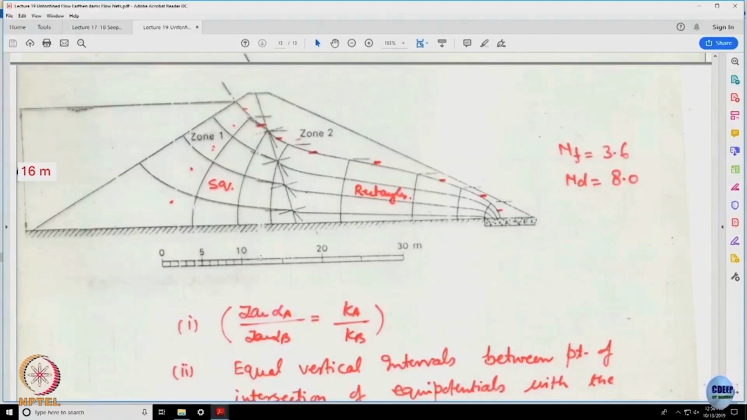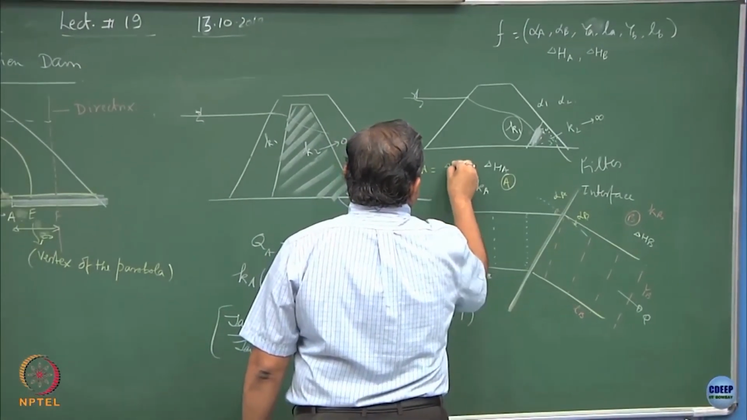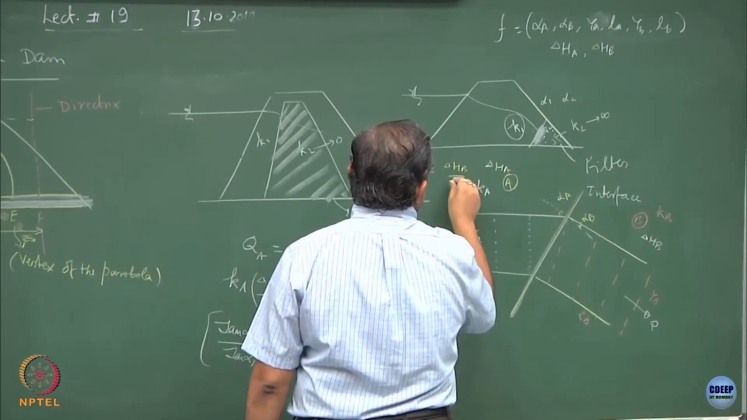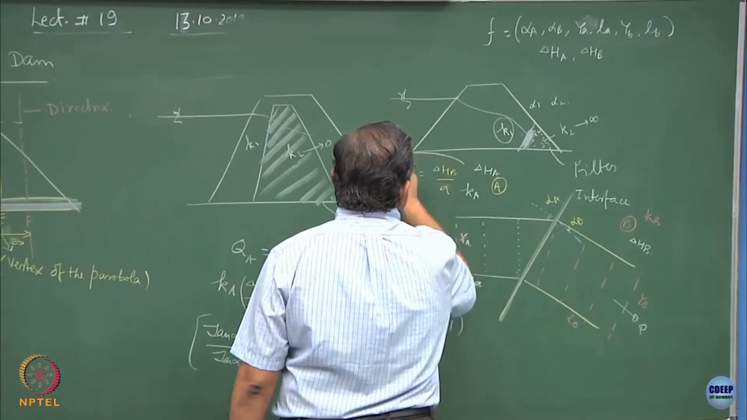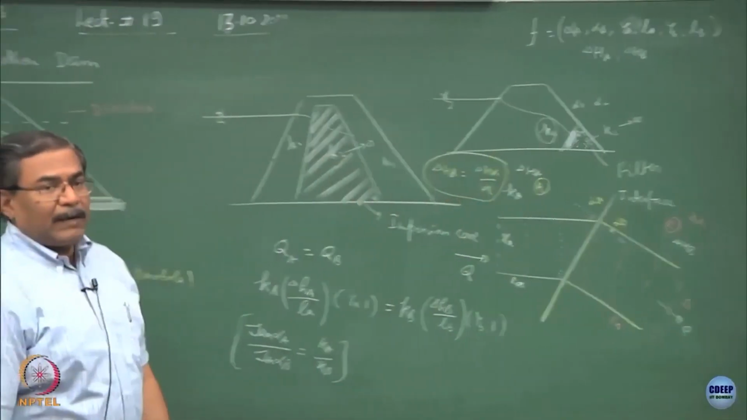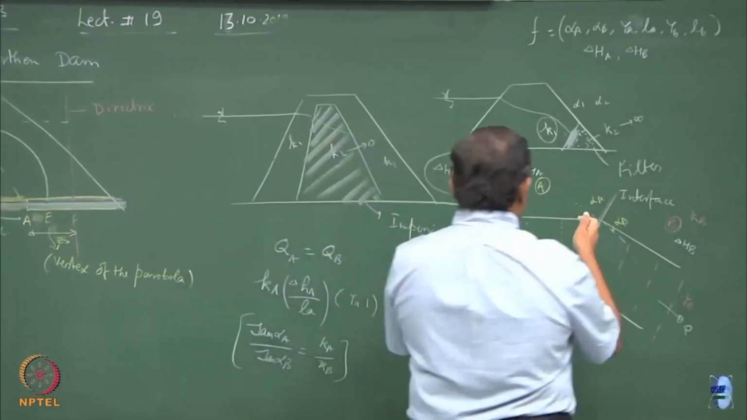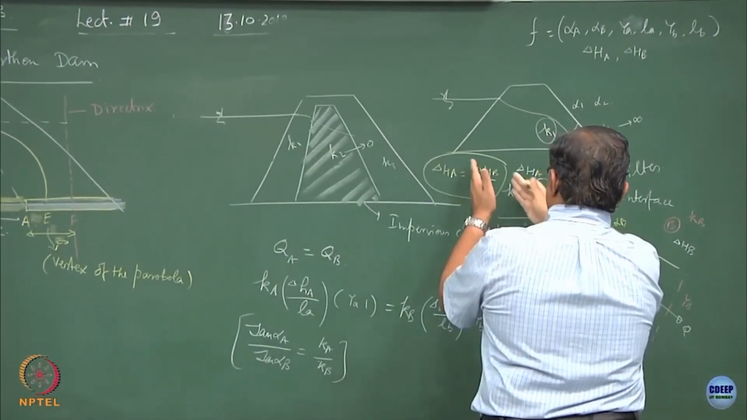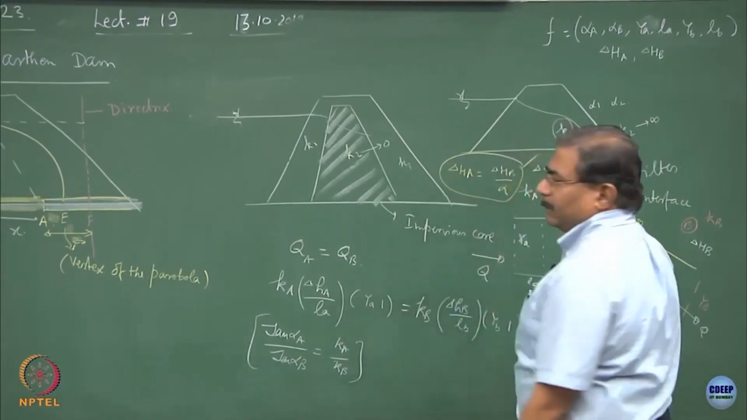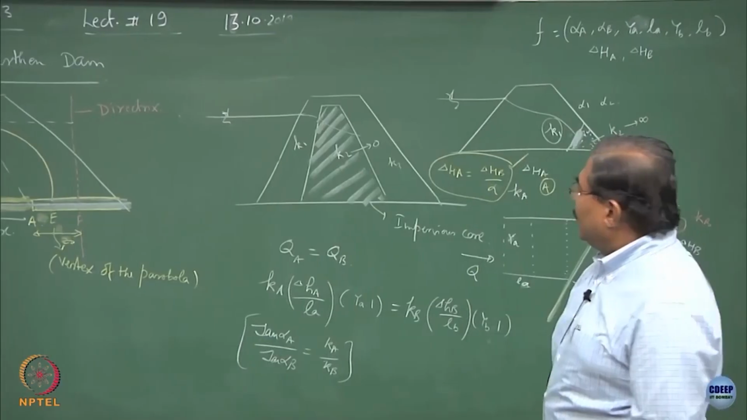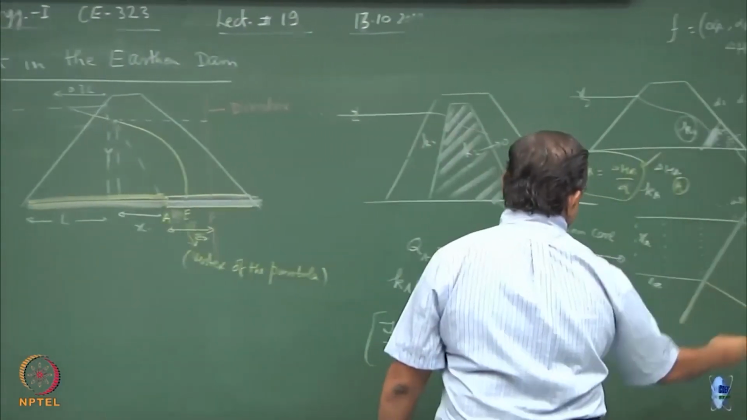Either I should be having a relationship between delta HA and delta HB. Suppose this is x, not x, suppose some alpha value, alright. So, what I am doing is I am defining the relationship between the head drop across the first layer and the head drop across the second layer and how they are related. I will get one solution. Clear? The second way of doing this would be the geometry of the system.